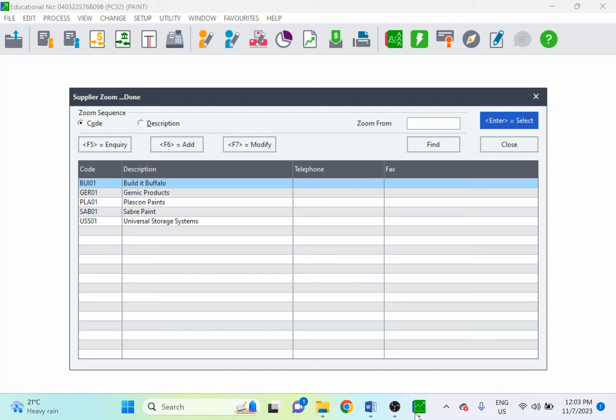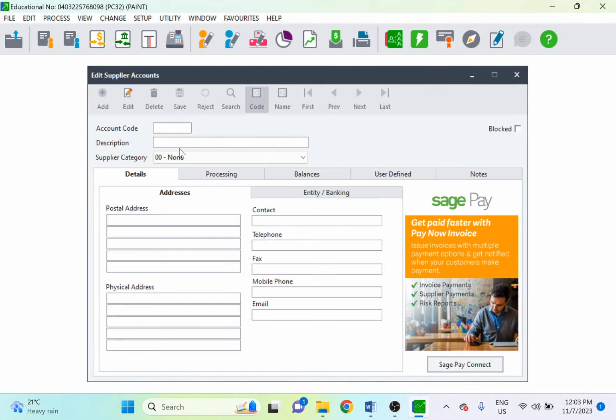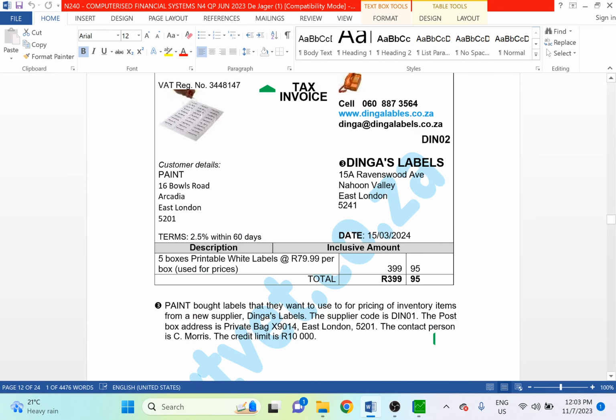Under account, we select Dinga labels, which is a new supplier. So under supplier accounts, we click F6 add. Now at the bottom, we have a note, paid board labels that they want to use for pricing of inventory items from a new supplier, Dinga labels. The supplier code is DIN01. The post box address is private bag, East London 5201. The contact person is C. Morris. The credit limit is 10,000.